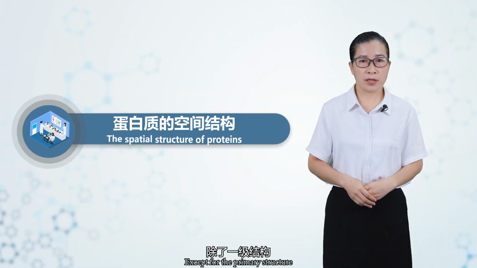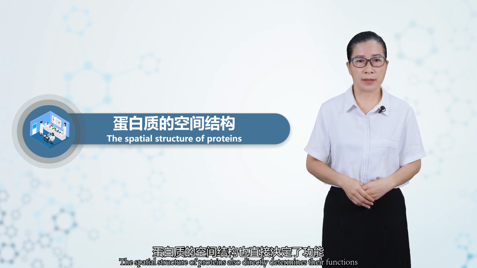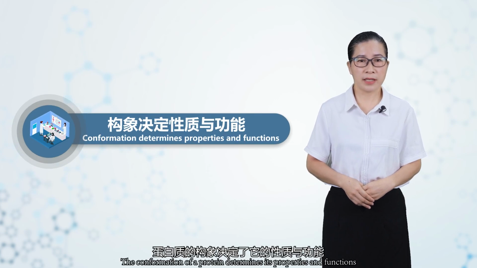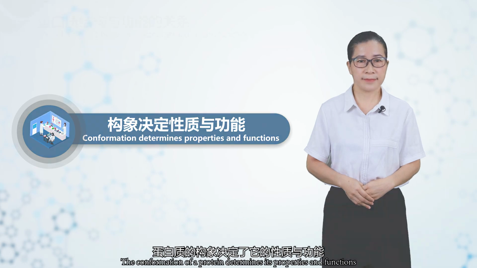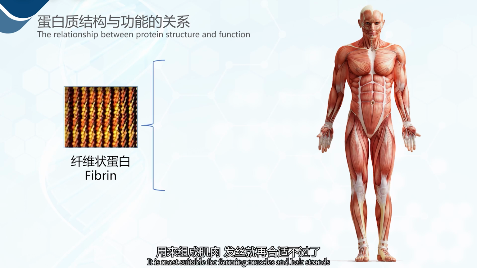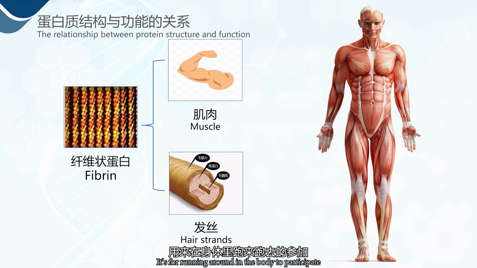Except for the primary structure, the spatial structure of proteins also directly determines their functions. First of all, the conformation of a protein determines its properties and functions. For example, long fibrin. It is most suitable for forming muscles and hair strands. But for running around in the body to participate in all kinds of chemical reactions, it is just too inflexible.